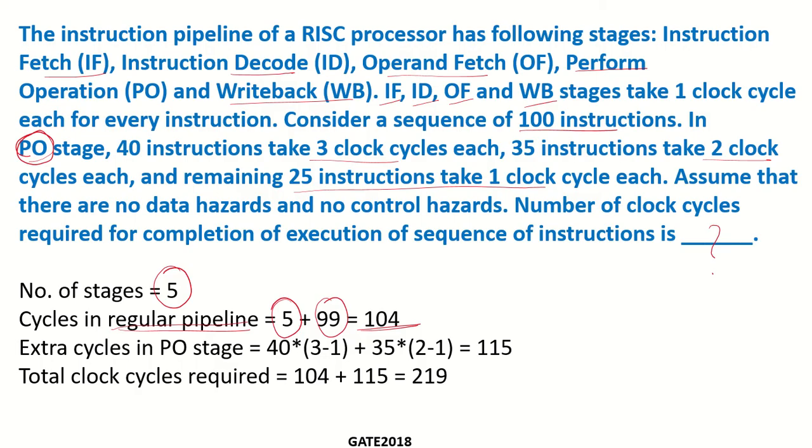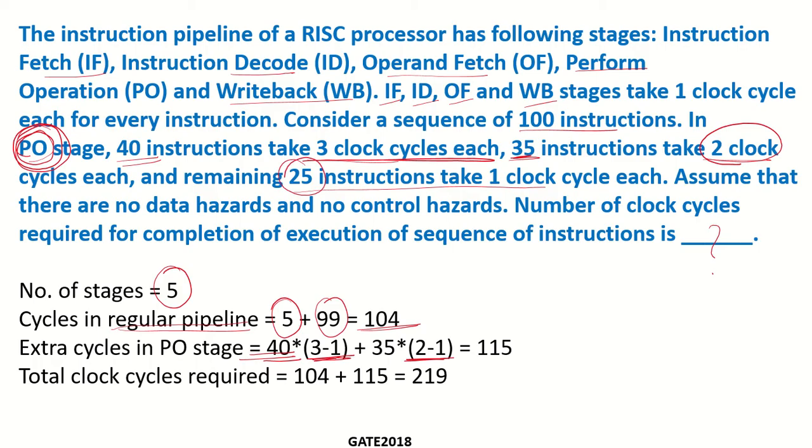It's only in the 4th stage, the perform operation stage, that there are 40 instructions which are taking 3 clock cycles. Regularly, they would take 1 clock cycle, but they are taking 2 clock cycles extra. So 40 of these instructions are taking 3 minus 1, which is 2 clock cycles extra. 35 instructions should have normally taken 1 clock cycle, but they are taking 2 clock cycles. So 2 minus 1 is 1, they are taking 1 clock cycle extra.